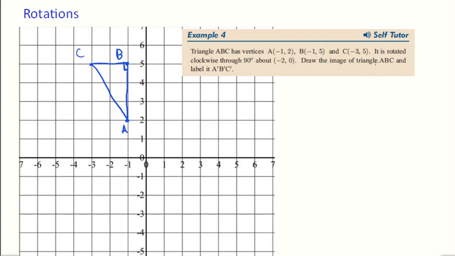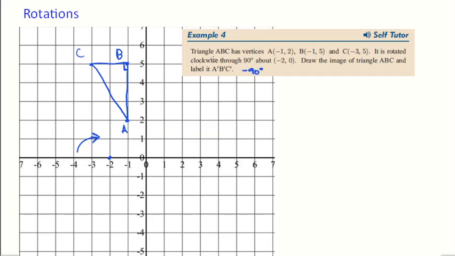Now, it's rotated clockwise through 90 degrees, about negative 2 and 0. So this is our pivot point. This is the point towards which everything is going to rotate. It's clockwise 90 degrees, so it's going that way. It's clockwise, so it would be the same thing as negative 90 degrees.